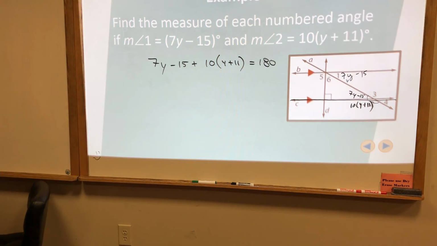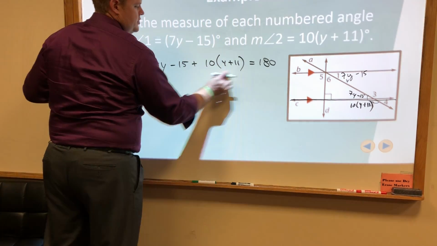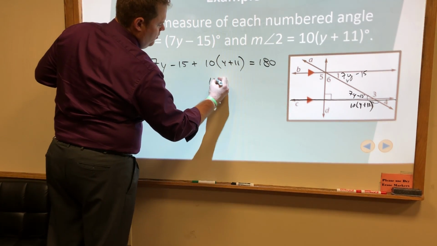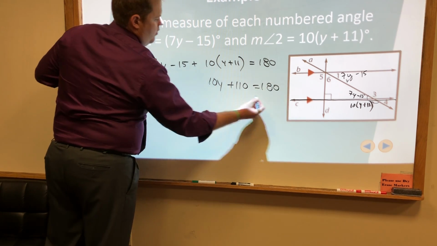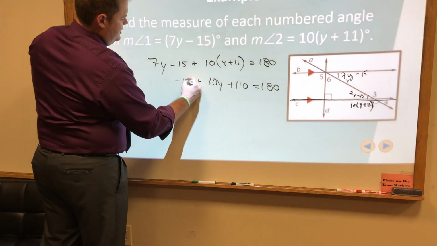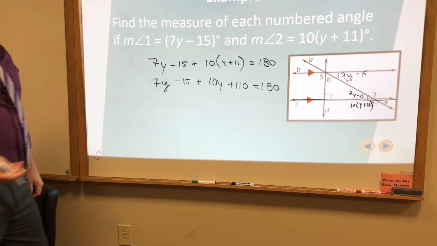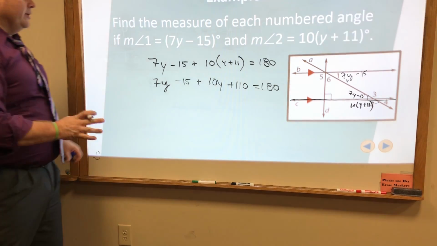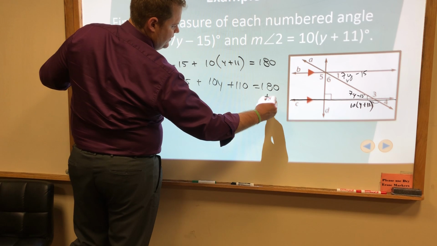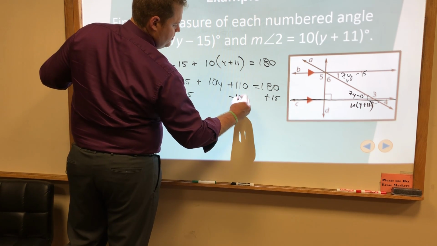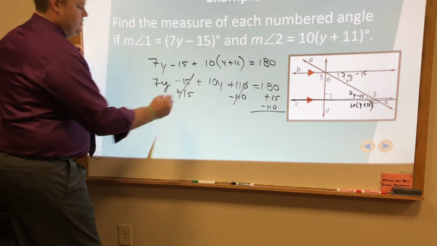So now we can do our problem. So we go with our first thing. What do we do first? We have to distribute here. So 10y plus 110 equals 180. We carry down the plus minus 15 and 7y. Now what do we do? We combine like terms. Good, combine like terms. So plus 15, minus 110, minus 110. So that cancels this out, that cancels this out.